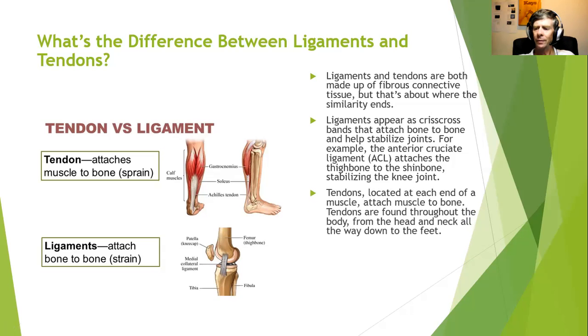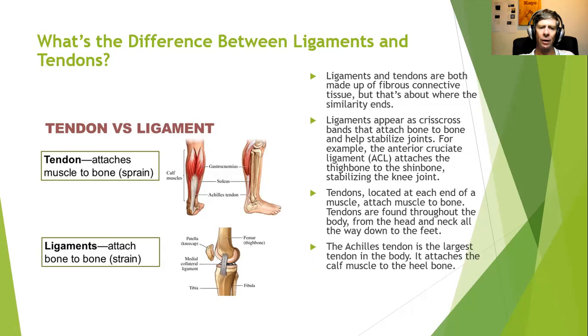And the tendons, which are located at each end of a muscle, remember I said calf muscle and tendon, and also from calf muscle into tendons going up towards the knee as well, attach the muscle to the bone. And the tendons are found throughout the body, from the head and the neck all the way down to the feet. The Achilles tendon is the largest. That's this little guy over here. It's the largest tendon in the body, and it attaches the calf muscle, here's my cursor, there to the heel bone.